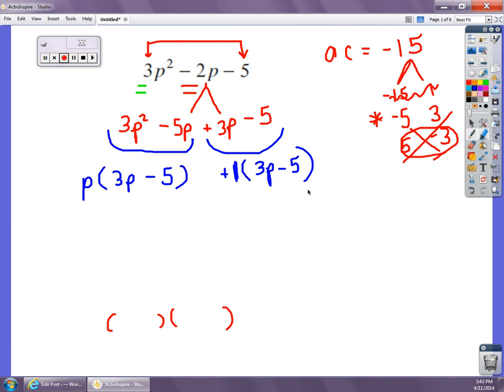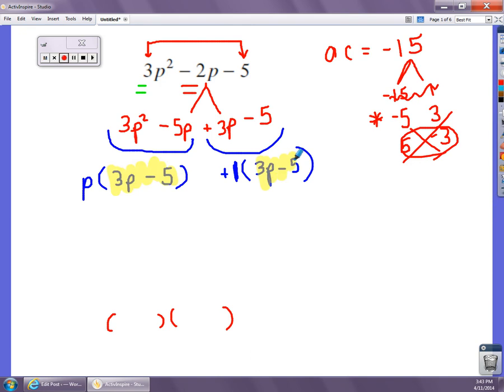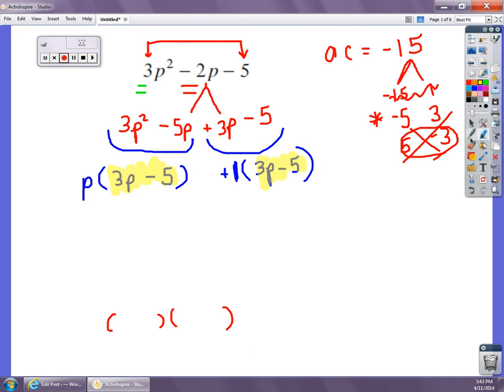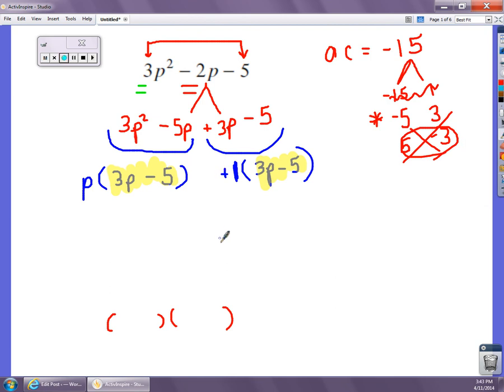What you're going to notice is that you have the same thing written inside the parentheses. And because of that, when you're multiplying the same thing to two separate terms, you could actually put the p and the 1 in parentheses as p plus 1, and put the 3p minus 5 written once outside the parentheses. Because these two terms, I'm going to say that's number 1 and this is number 2, are essentially saying the same thing, but here we were able to write this as the multiplication of two terms.